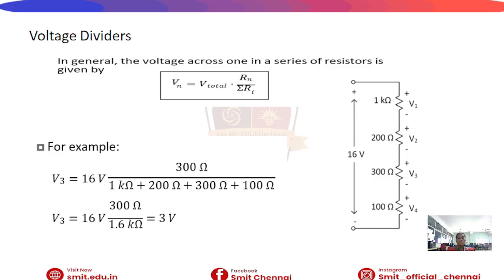For example, now we have to find the voltage across the resistor R3. So we have to find V3 equal to the total voltage 16 into the particular resistor value 300 divided by the sum of all values. So we have to find V3.